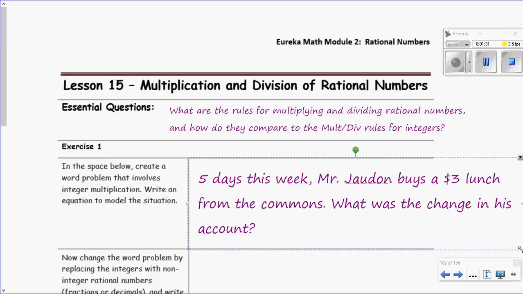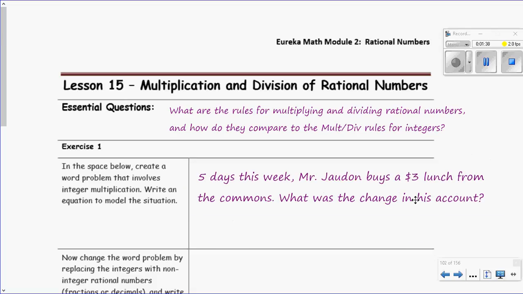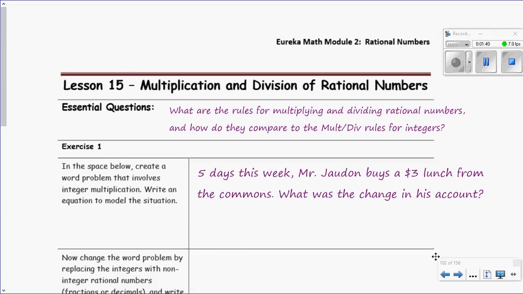So you already know that we're going to simply multiply here. If he buys a $3 lunch, that should tell you that that's a negative number. So he buys a $3 lunch, and he does that 5 times this week. We can write it either this way, -3 times 5, or we can do 5 times -3. The parentheses just kind of separate the numbers, so they can look different. I know a lot of you have questions about that.